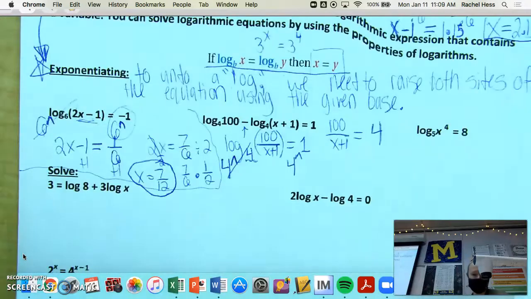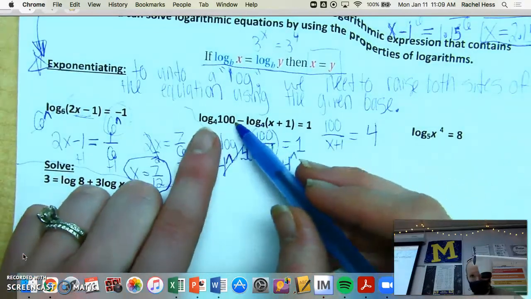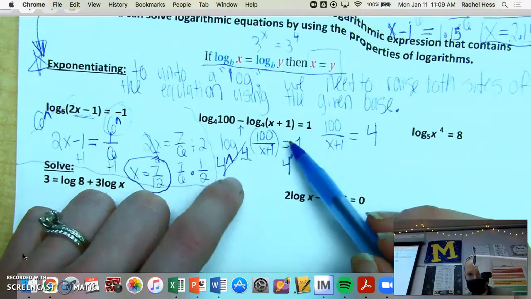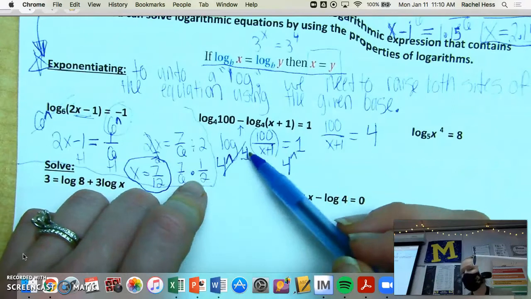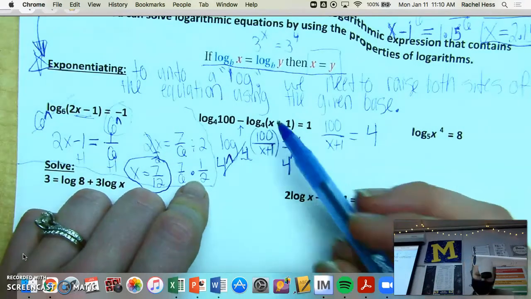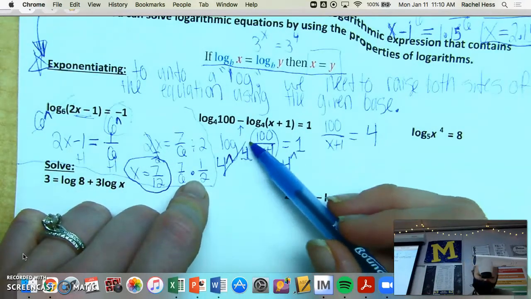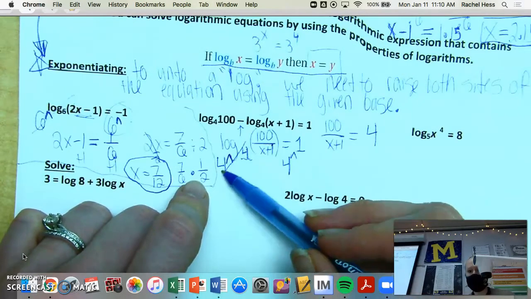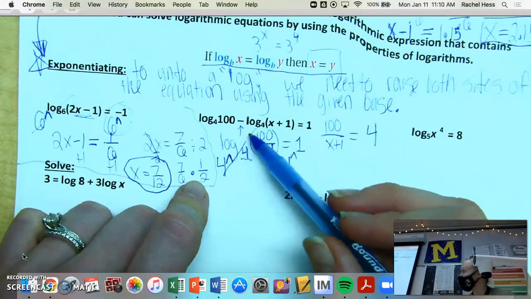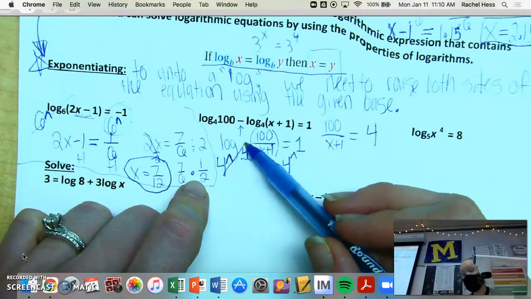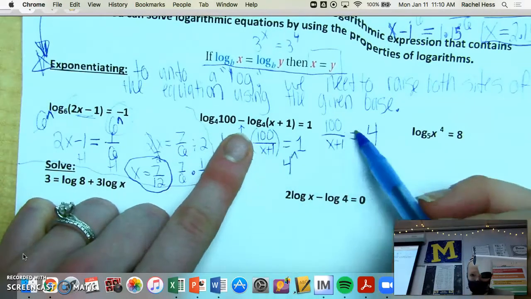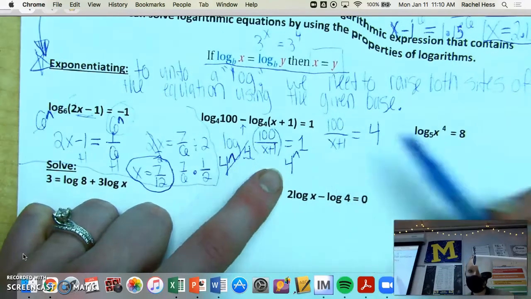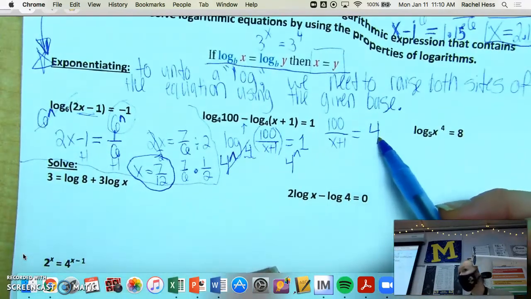We're putting our logs back together. Whenever we have two logs, we're going to put them together either using division or multiplication based on what we're given. And then to get rid of the log, we don't know how to solve logs, so let's get rid of that by exponentiating. So remember, log base 4 is the opposite of doing an exponential with base 4, so that's why we had to exponentiate both sides in order to cancel out that log. So if we exponentiate this side, we were just left with 100 over x plus 1. I exponentiate this side, and 4 to the first power just gives me 4.